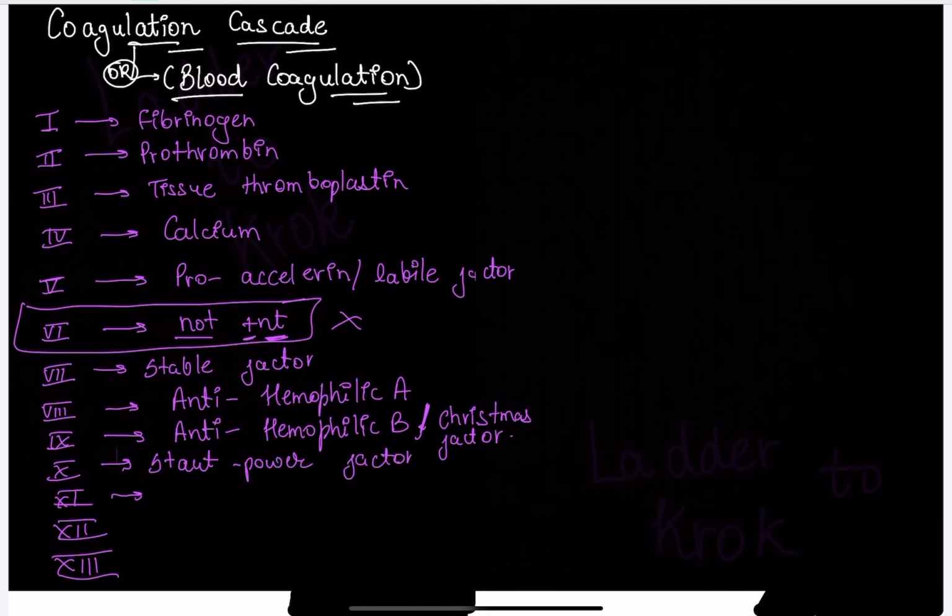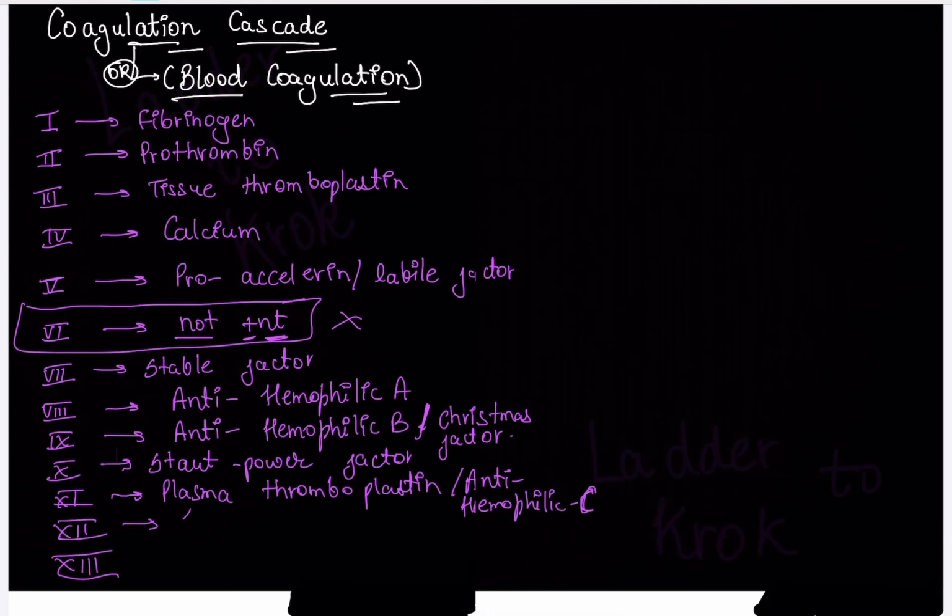Okay. The 11th one is plasma thromboplastin factor, or anti-hemophilic C factor. Okay, anti-hemophilic C factor. The 12th one is Hageman factor. The 13th one is fibrin stabilizing factor. Okay, so these are the 13 factors: 1, 2, 3, 4, 5, 6, 7, 8, 9, 10, 11, 12, 13. Okay, and the sixth one is not present.